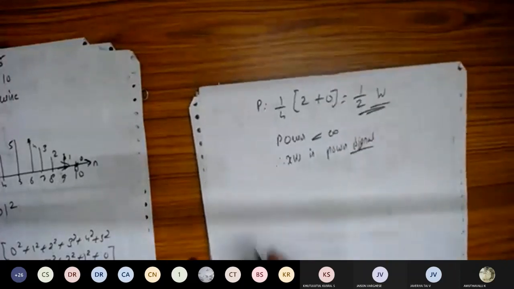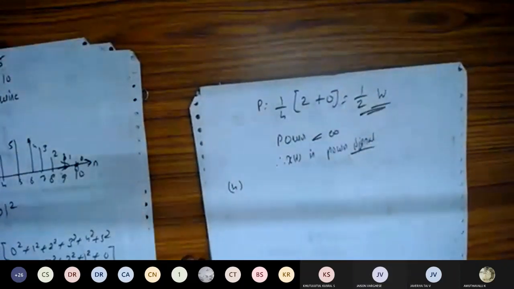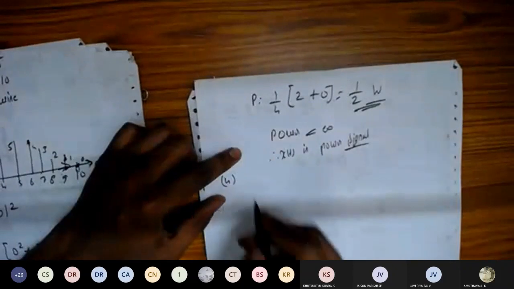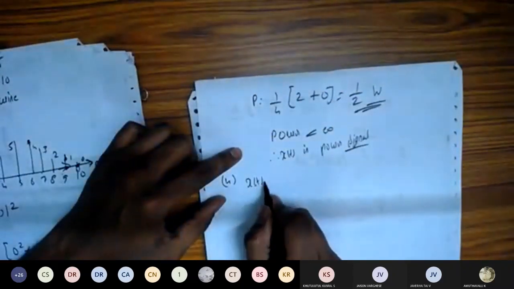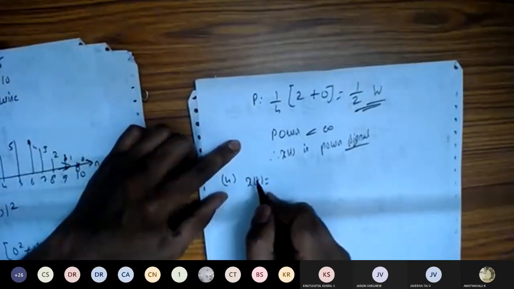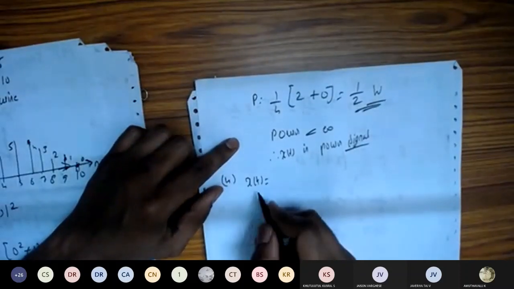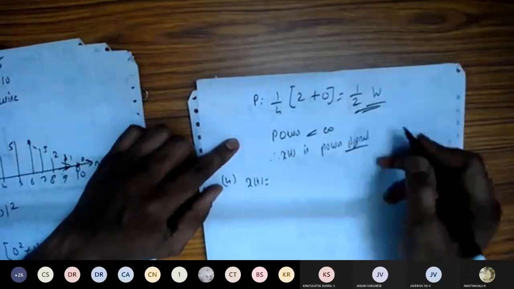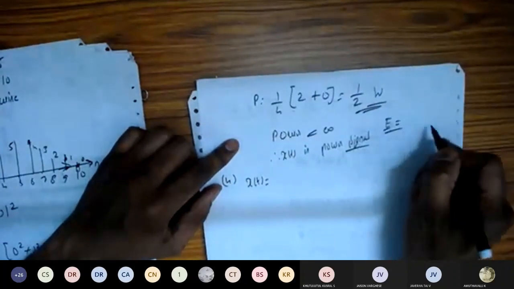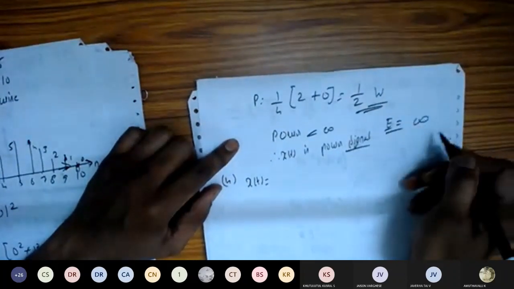X of t is the power signal. Got it? Yes, sir. Okay, so take the next problem. By observation, you need to find out whether it's a periodic signal or not. If it is periodic, straight away you can go for finding the power of the signal. If you find the energy, I'll give it as homework. You find the energy of the signal, and it will become equal to infinity.